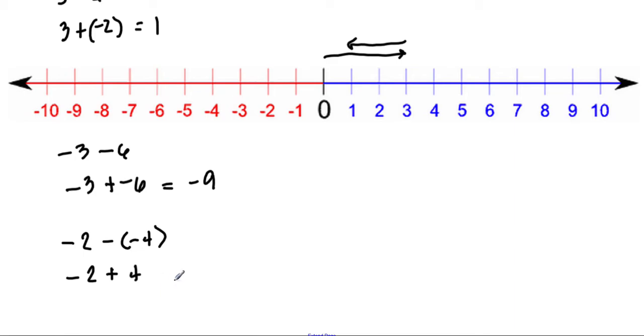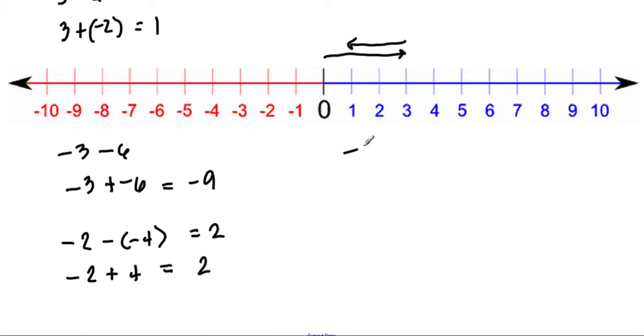And from what we learned in the last slide, you have a negative and a positive, so you're basically subtracting. So what's 4 minus 2? 4 minus 2 is 2. And the higher of the two numbers is 4, and the sign of 4 is positive. So negative 2 plus 4 is 2. Thus, negative 2 minus negative 4 is actually positive 2. Okay, one more example.